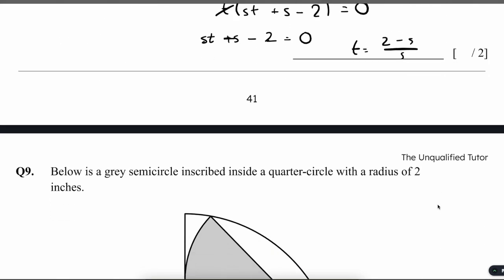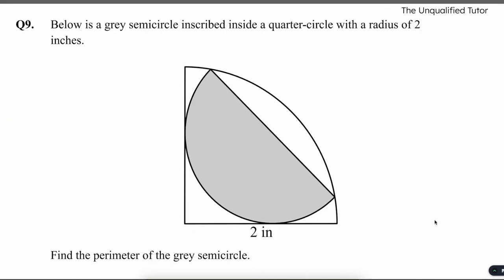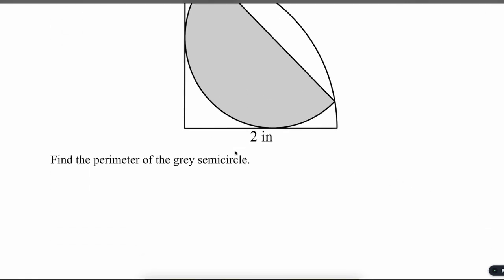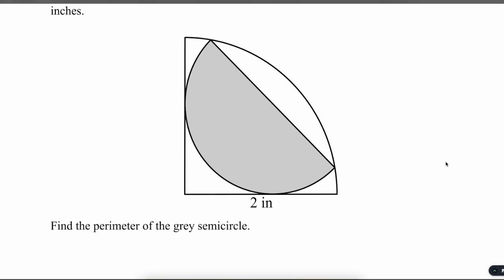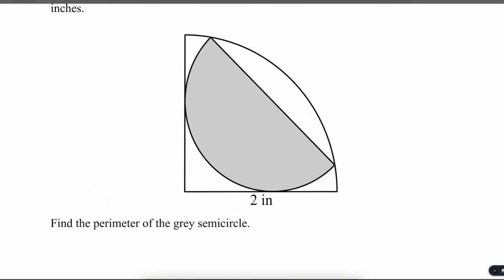Perfect. Okay, below is a grey semicircle inscribed inside of a quarter circle of radius 2 inches. Find the perimeter of the grey semicircle. Okay, so for this one, we have a semicircle inside of a quarter circle. You have to think about where the circle meets and where the radii are, because there are many radii we've got to deal with. There are two circles with two different radii. We know the radius of the large one.